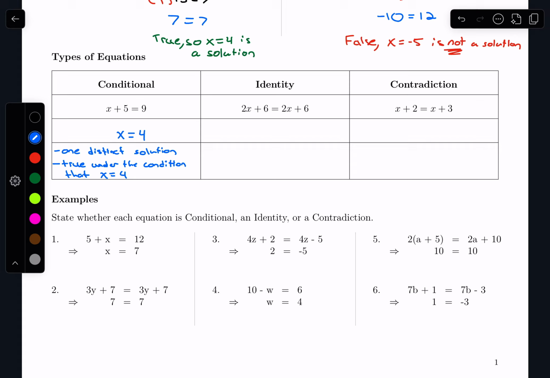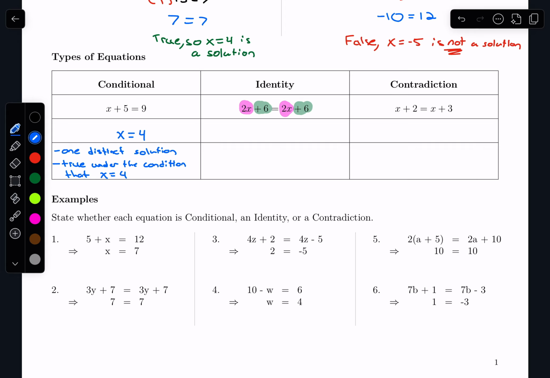They're referring to the same individual because that is my identity. So the key to an identity is that we have the same thing on both sides. On the left, we have 2x, and on the right, we have 2x. And what are we doing to that 2x? Well, on the left, we're adding 6, and on the right, we're also adding 6. So everything that's happening to x on both sides is exactly the same.